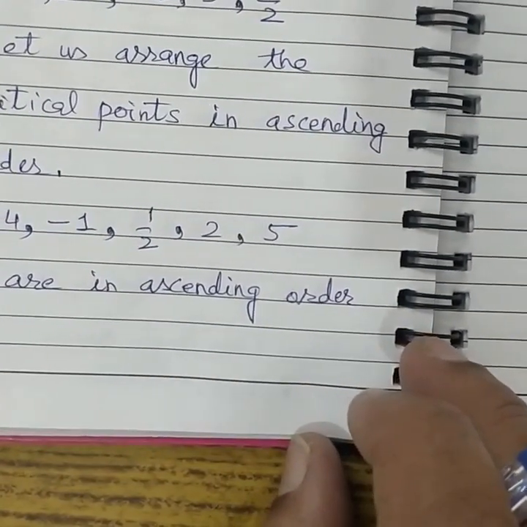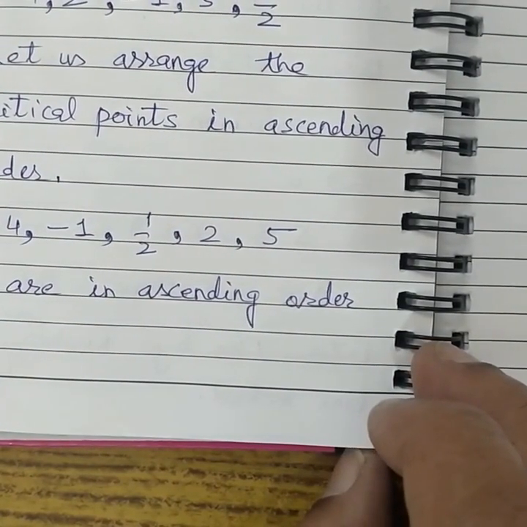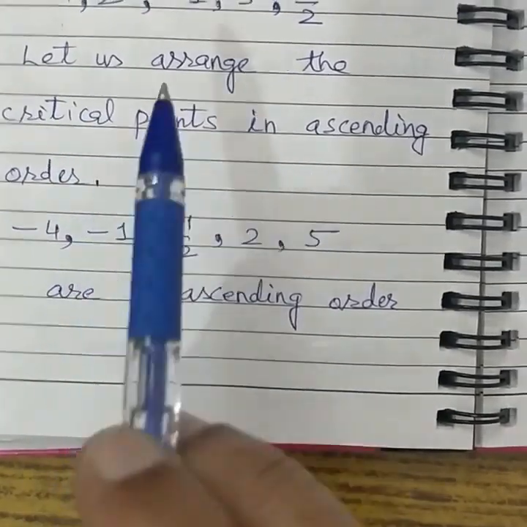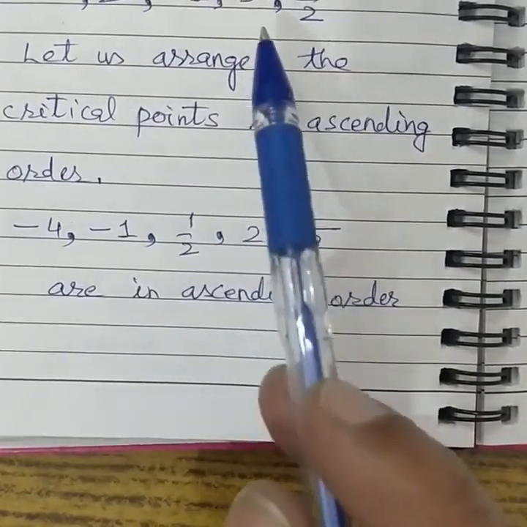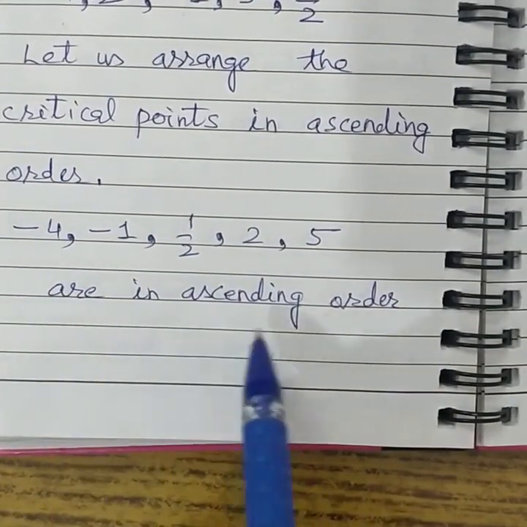The next step of the number line method is to arrange these critical points in ascending order. The minimum is minus 4, next minus 1, next 1 by 2, next 2 and next 5. So these critical points have been written in ascending order. The next step is to draw sets A, B and C on the number line and then derive the intersection.